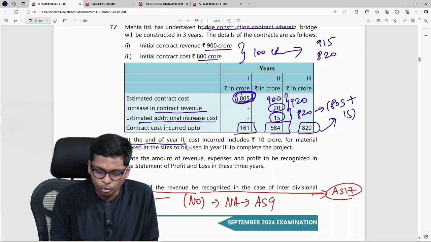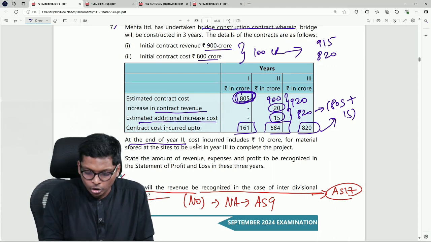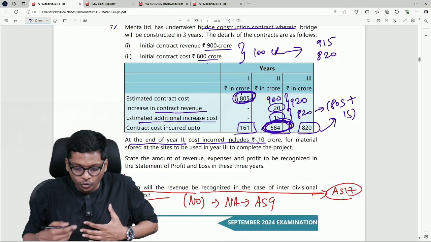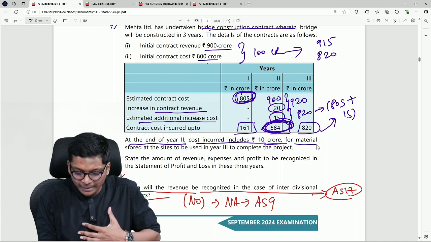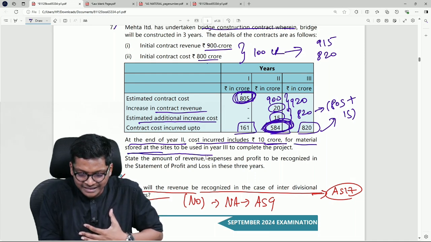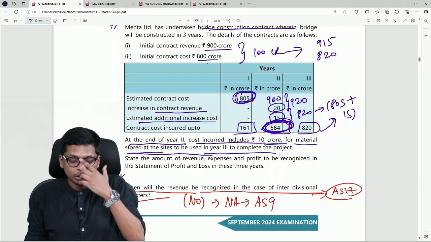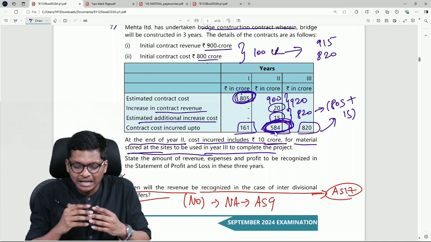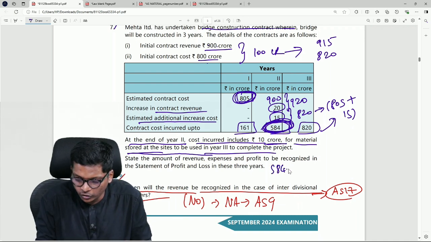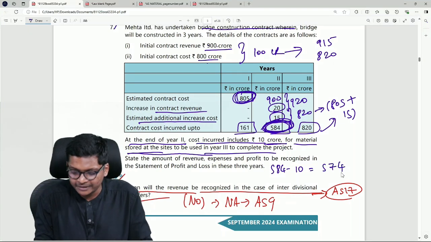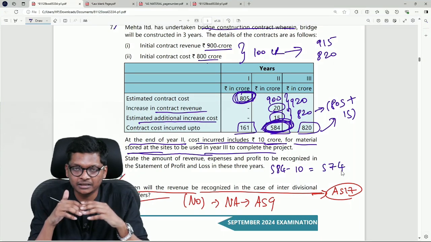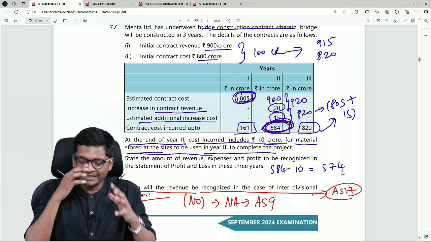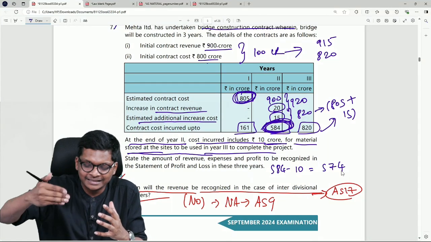At the end of year 2, after year 2 is over, what is the cost incurred? 584. This 584 includes 10 crores for material purchased or stored at the site to be used in year 3 to complete the contract. So what they are saying, out of this 584 of year 2, 584 minus 10, you incurred only 574 this year. 10 is the closing stock of this year, I am using for the next year. I hope you got it guys. Out of 584, 10 I am going to spend in next year.